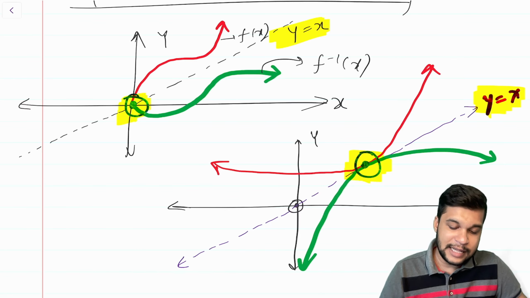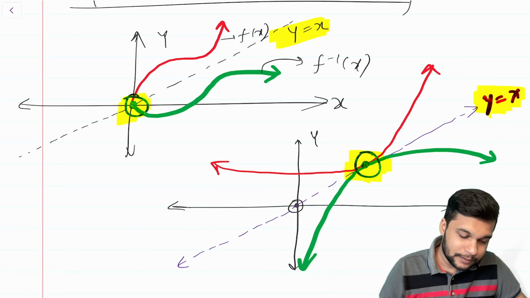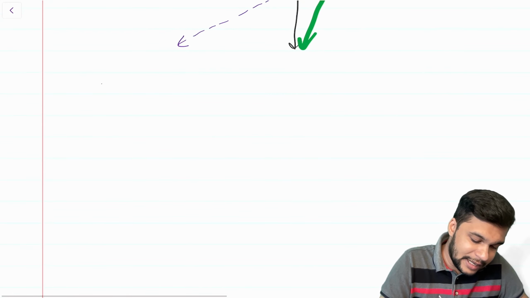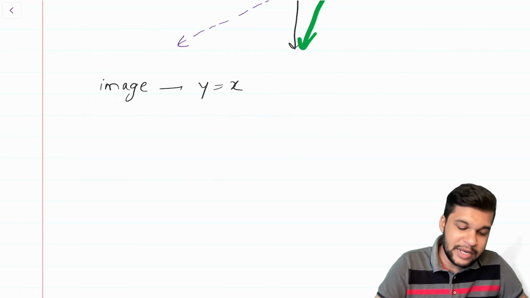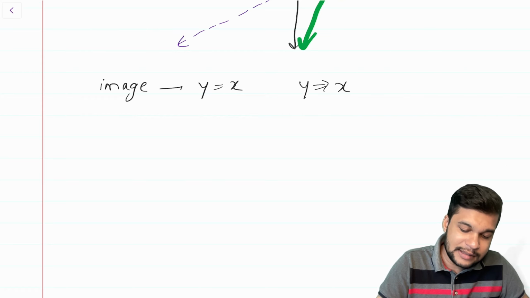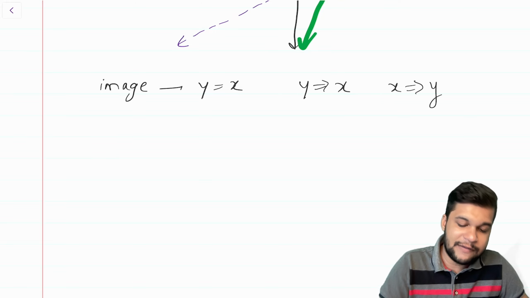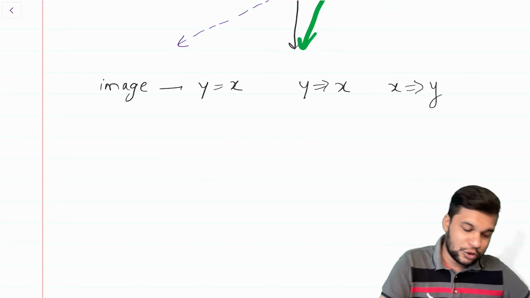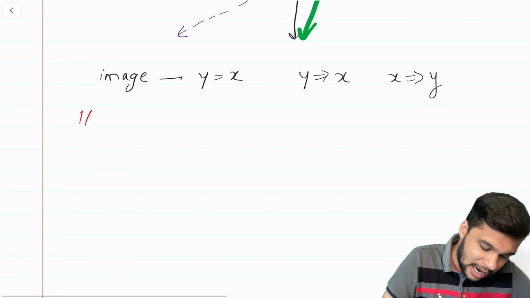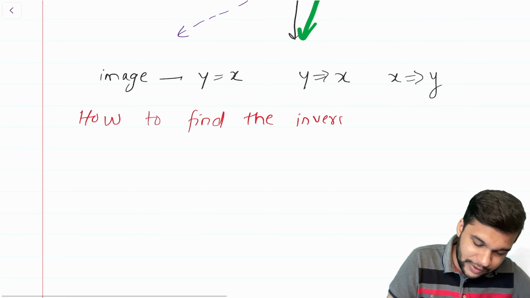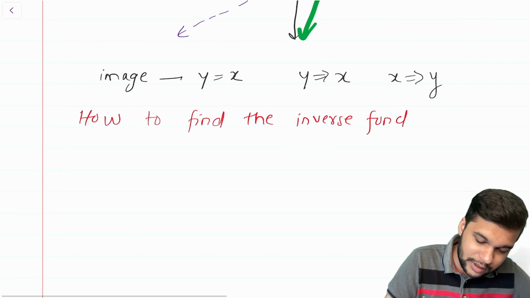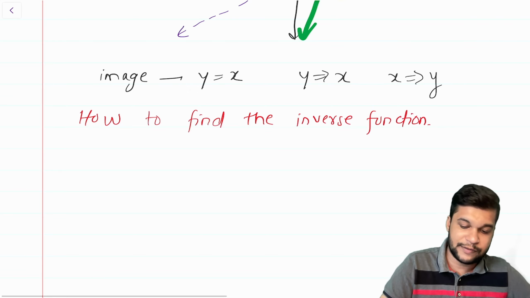Okay, now let's see algebraically what's happening. So you are taking image with respect to line y equal to x, which means y will become x and x will become y. So the question is how to find the inverse function.